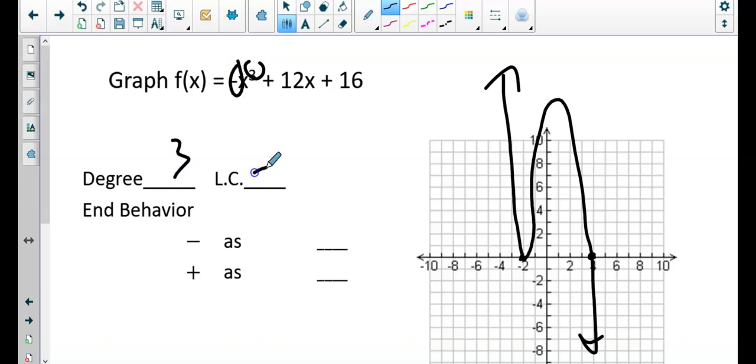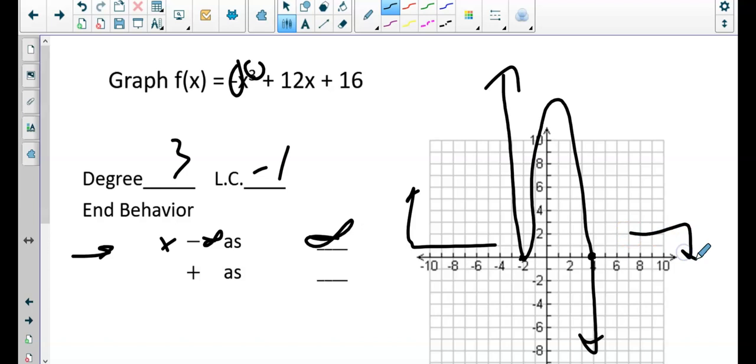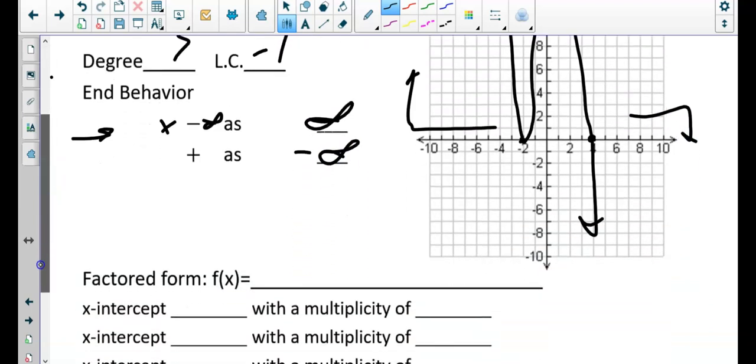The lead coefficient, though, pay attention, is -1. For some reason, this part disappeared. But as x goes towards -infinity, as it goes left, it's going up. And as it's going right, it's going down. Sorry, I don't know why that disappeared.